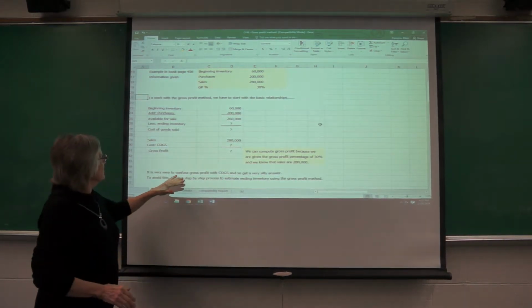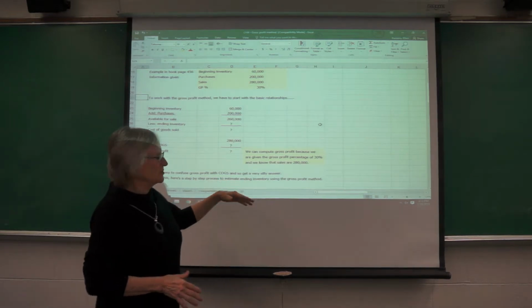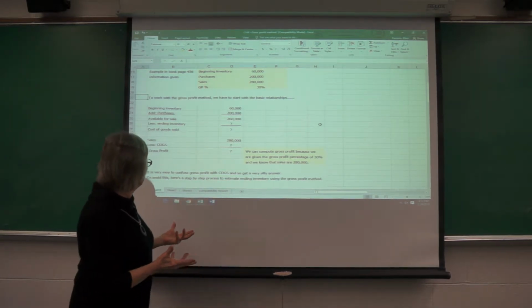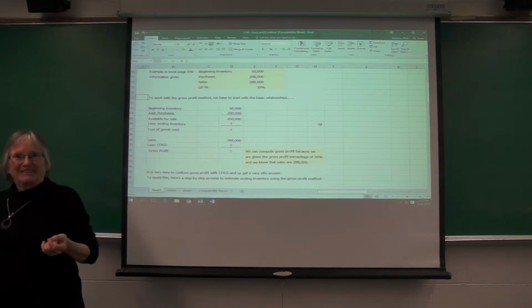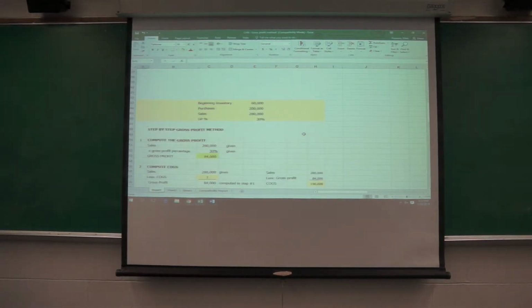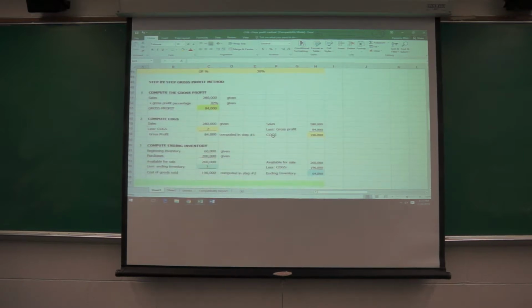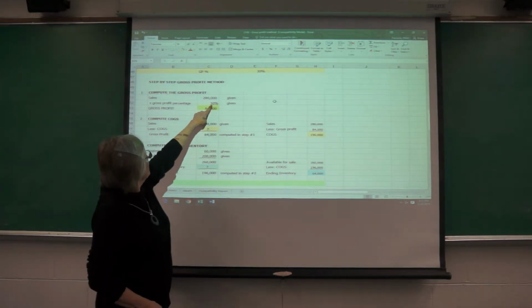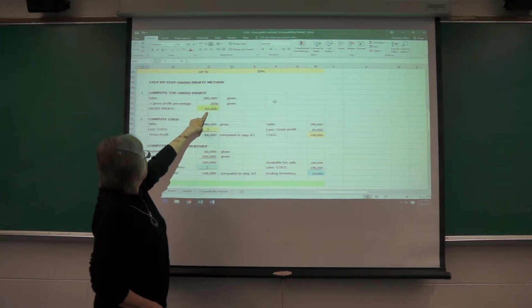Okay, so it's easy to confuse gross profit and cost of goods sold, and you end up with a really silly answer. You don't want to do that. So I came up with a little step-by-step process. All right. So we're using that same information, beginning inventory 60, purchases, sales. First of all, compute the gross profit. You're given the sales, you're given the percentage, so here's your gross profit.